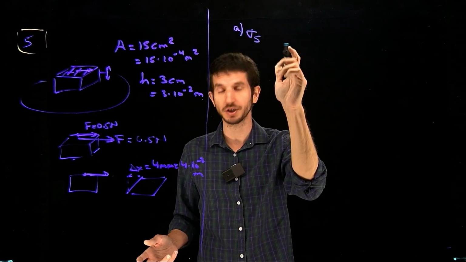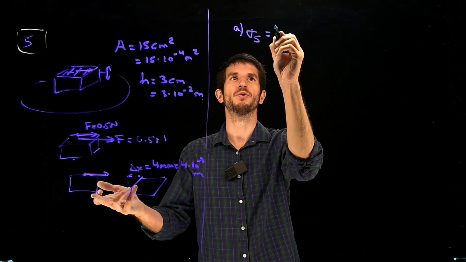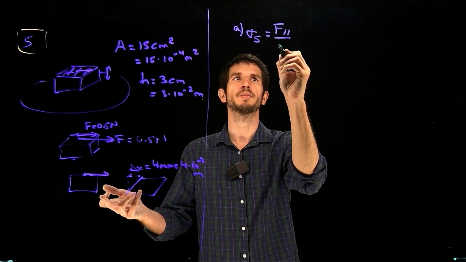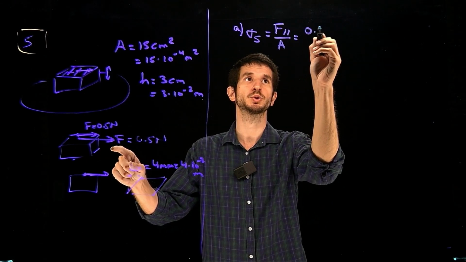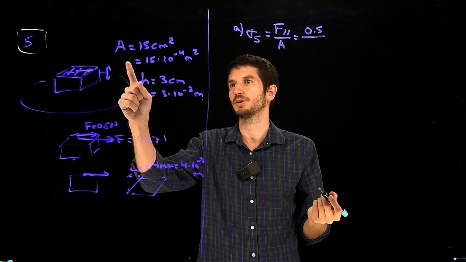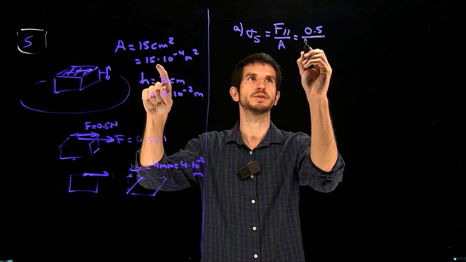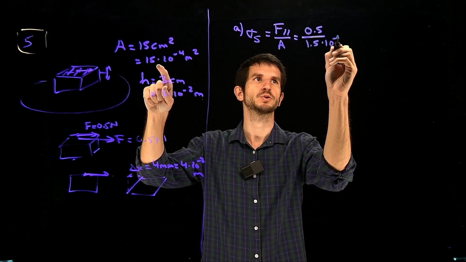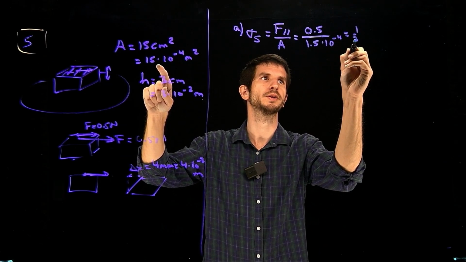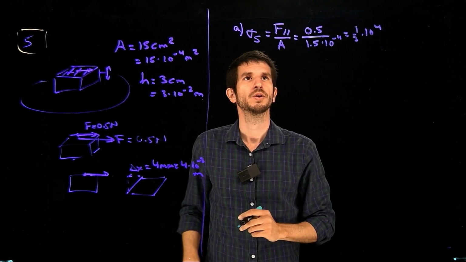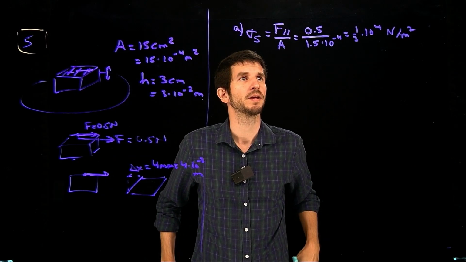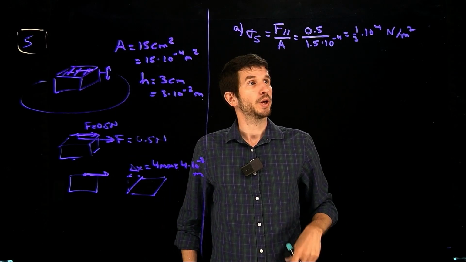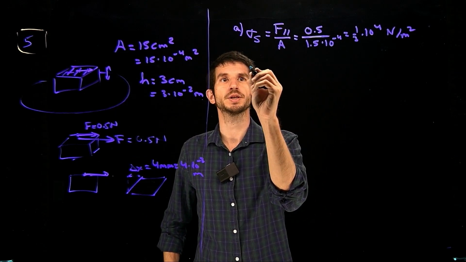Shear stress is defined as the force parallel divided by the area. What is the force parallel? The force parallel is 0.5 newtons. What is the area? 1.5 10 to the minus 4. So that's going to be 1/3 10 to the 4 newtons per square meter. Okay, what else? What is the strain?